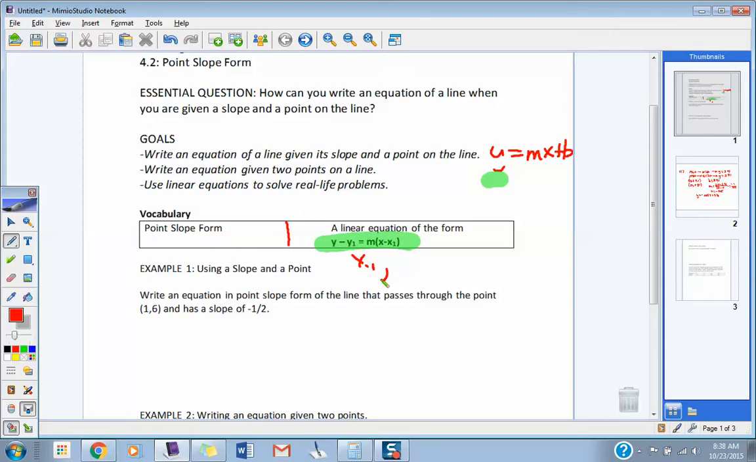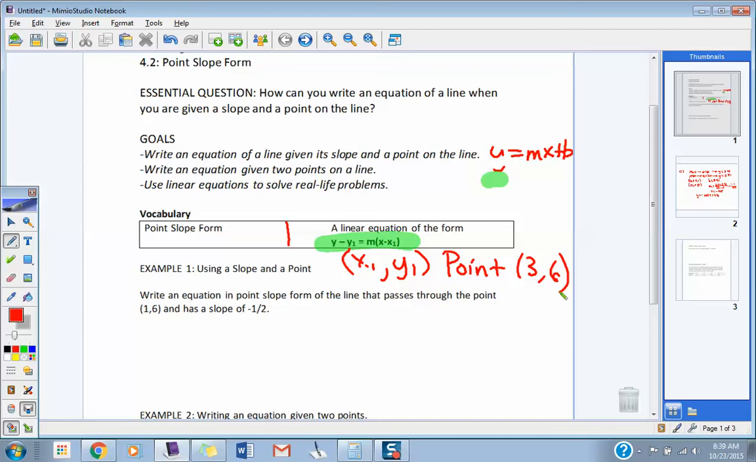x1 comma y1 is just a value. It's a point. So as an example, if I had a point maybe like 3, 6 that we're passing through with a certain line, the y and the x will always stay a y and the x, but the y1 and the x1 are numbers that we're substituting in for x and y.